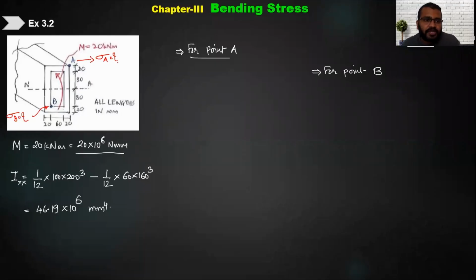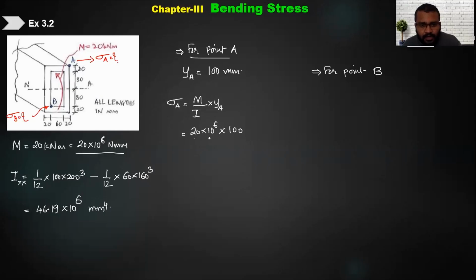Now they are asking you to find the stresses at 2 points, sigma A and sigma B. For point A, what is the y value? What is the location of point A, at what distance from the neutral axis? It is at 100 mm. So if you know y, can I calculate sigma A equal to moment upon inertia into y? The moment is 20 into 10 raised to 6, y is 100, and the inertia is 46.19 into 10 raised to 6. You can cancel out the 10 raised to 6, and you will get the answer in MPa.